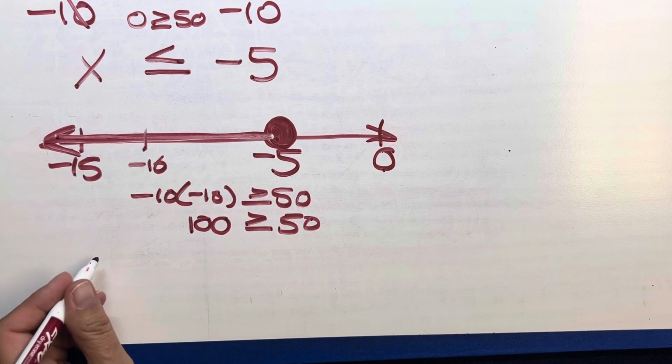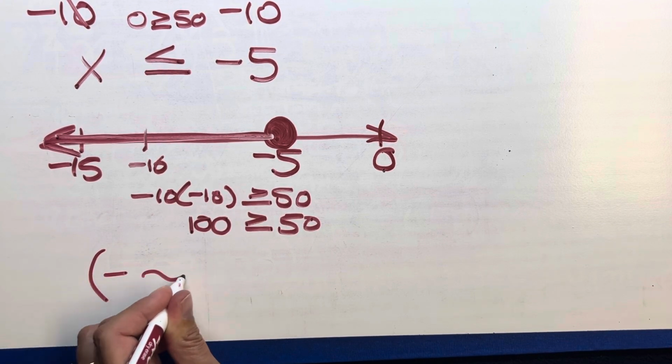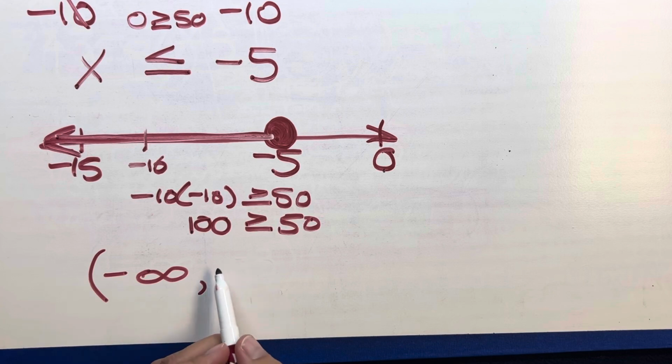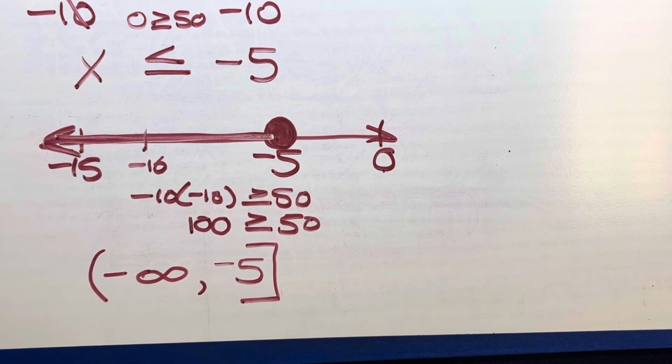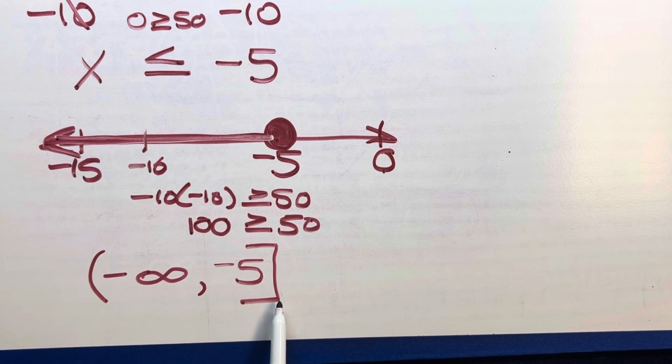Now, if I'm doing interval notation, again, I would do negative infinity, and I would go up to negative 5, but this time I'm going to use a bracket because I include the negative 5 as part of my solution, and that's where it stops on my number line. So these are a couple of examples of how I solve an inequality and graph it on a number line and use interval notation.